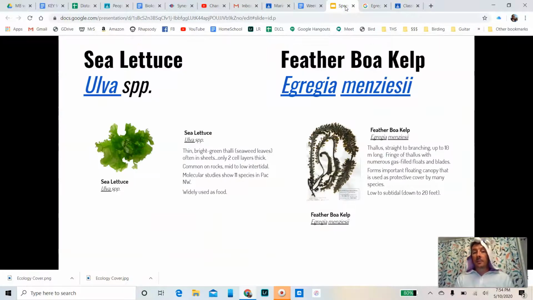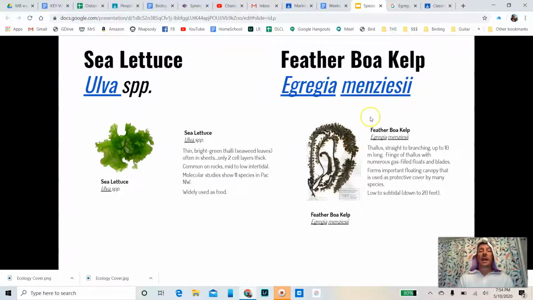And the scientific name for this one is Egregia menziesii. So repeat after me, Egregia menziesii. All right. Egregia refers to the feather boa kind of thing. It's kind of egregious and showy, like my unicorn. And menziesii is named after Archibald Menzies, who was a famous botanist back in the day when people were named Archibald.